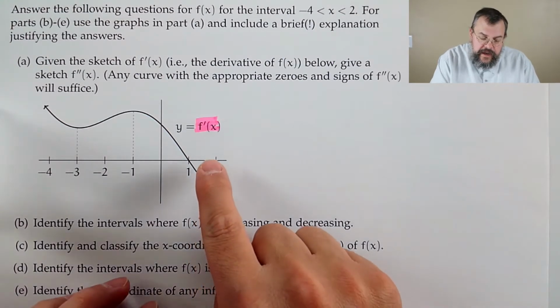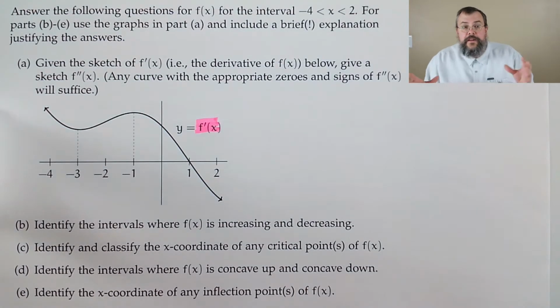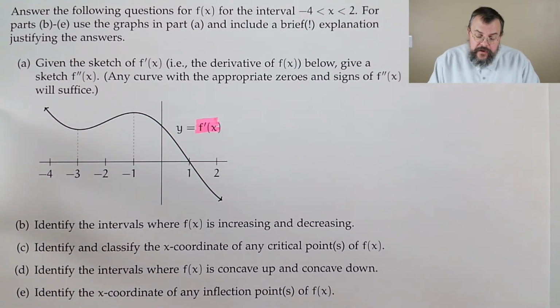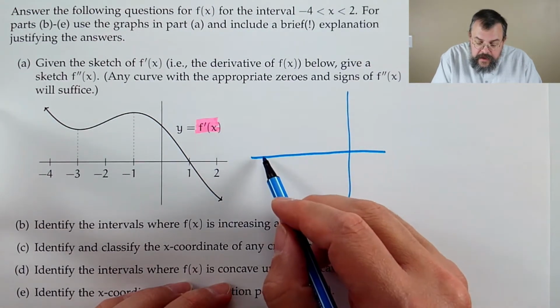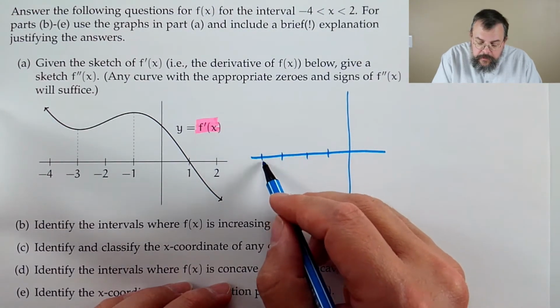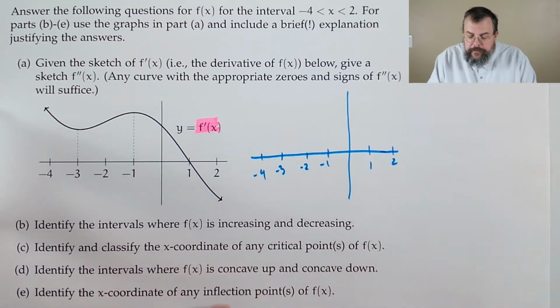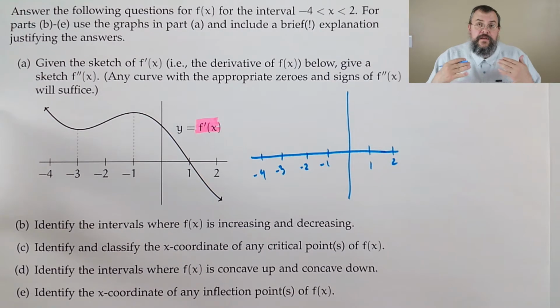Our first task in part A, sketch f double prime. And we don't have to be very technical. So we just have to be like, well, close enough. Where close enough means we have the right basic shape. Okay, so what would we do? Well, let's mark a couple things here. -4, -3, -2, -1, 1, 2. Okay, so I'll have my grid. I'm not going to worry about the vertical aspect. What I want to focus on is the sign and our zeros.